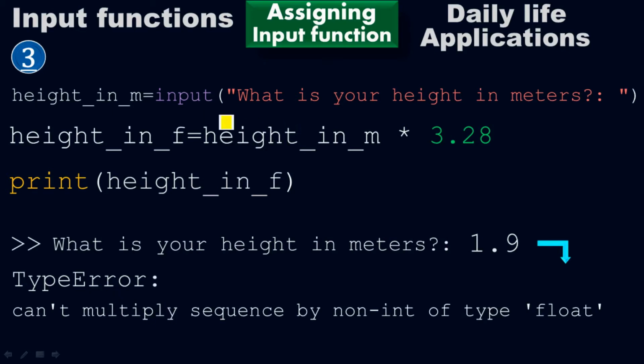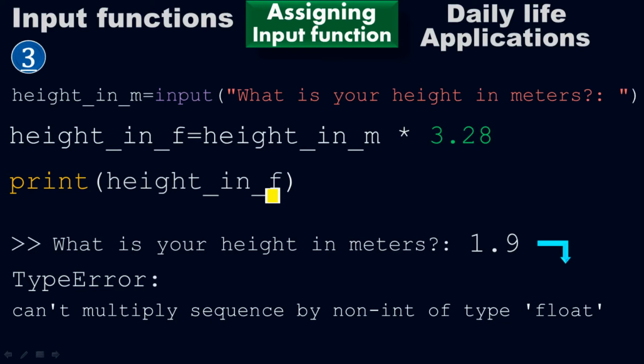Look what I did. I took the first identifier, which is height_in_meter. It equals input of "What is your height in meters?" with a space. And then the second identifier was height_in_feet. height_in_feet equals height_in_meter times 3.28. When you multiply the meter by 3.28, you will get it in feet. Then print the second identifier, which is print of height_in_feet.